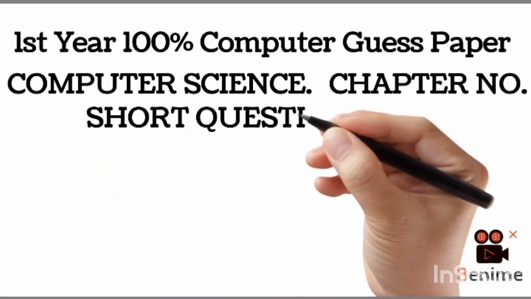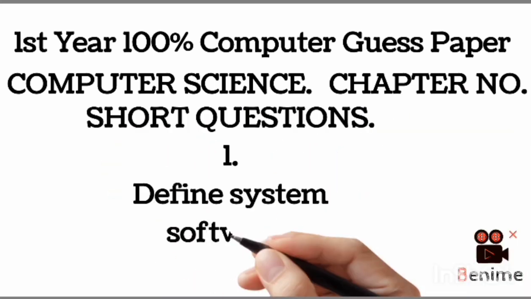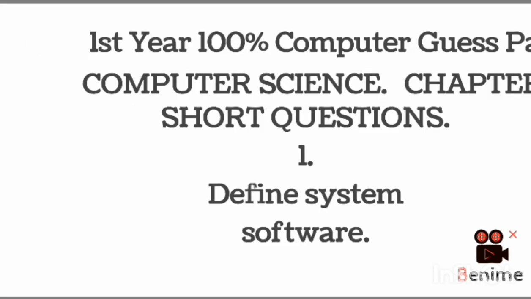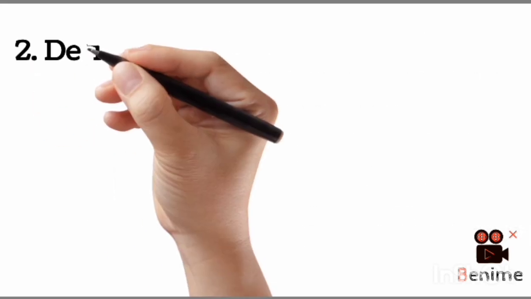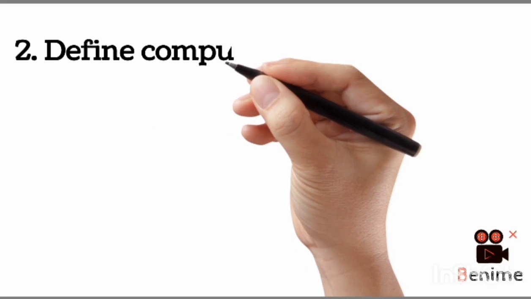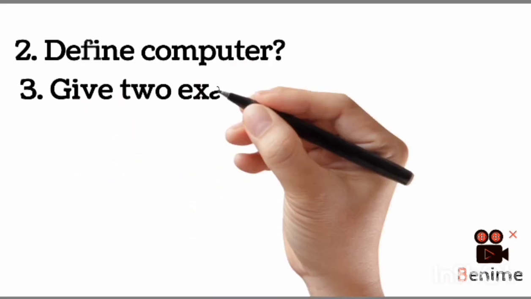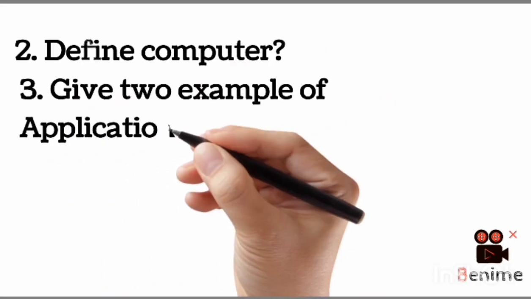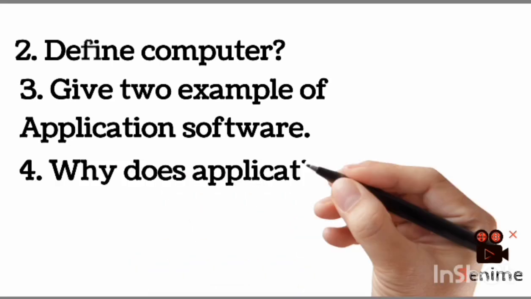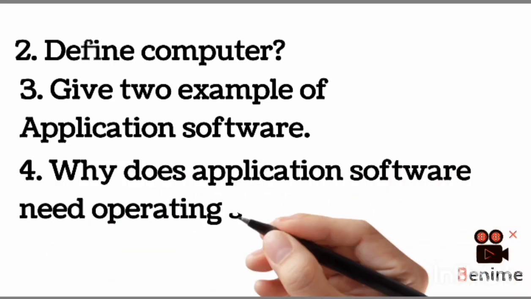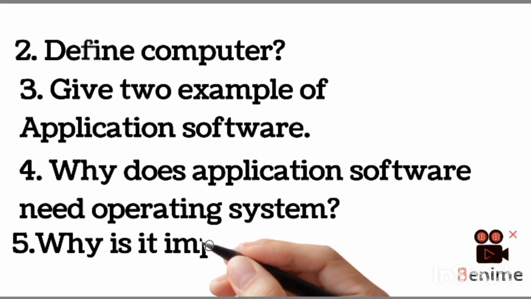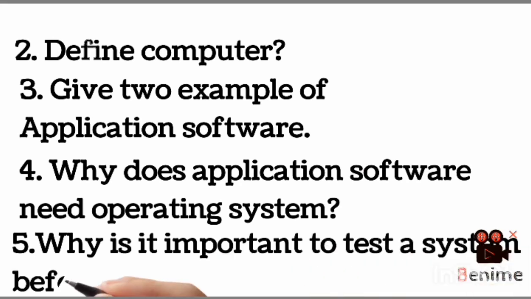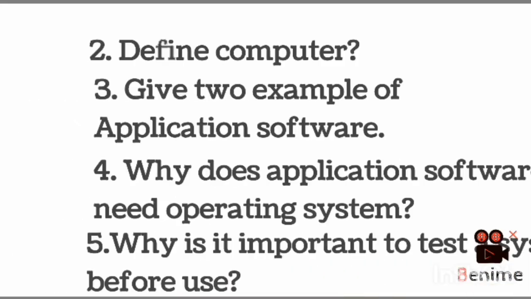Chapter number 1. Short questions. Define systems of software. Question number 2. Define computer. 3. Two examples of application software. Why does application software need an operating system? Why is it important to test a system before use?